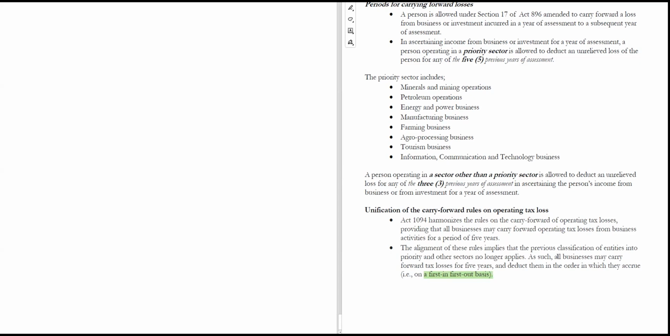So now, don't say priority sector 5 years, not priority 3 years. However, you can tell the examiner that a new law has been passed, or the Amendment Act has been passed, which has unified all these rules.